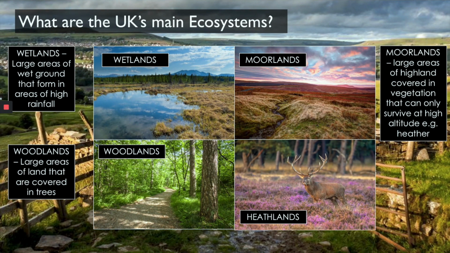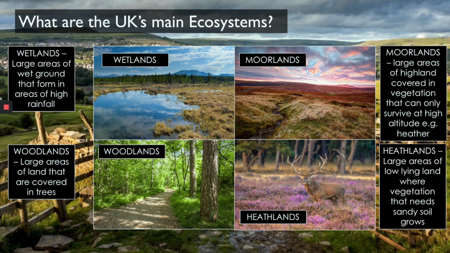And the final one that isn't in the Rossendale Valley are heathlands. These we do find in the UK, but these are more in coastal regions. So large areas of low-lying land where vegetation that needs sandy soil grows. So here you need sandy soil, which is found in coastal areas that are low-lying, so at low altitude. So relief impacts where heathlands are located.